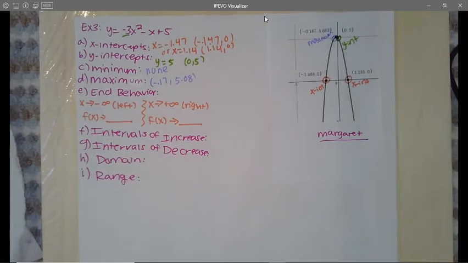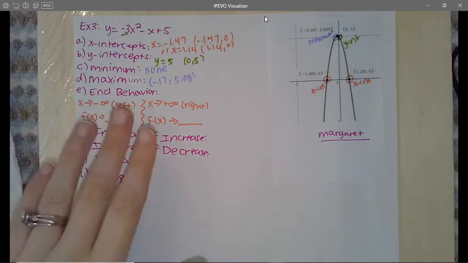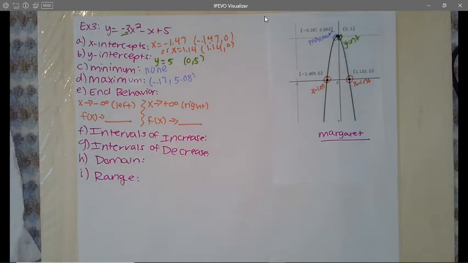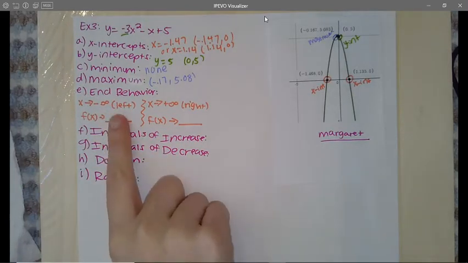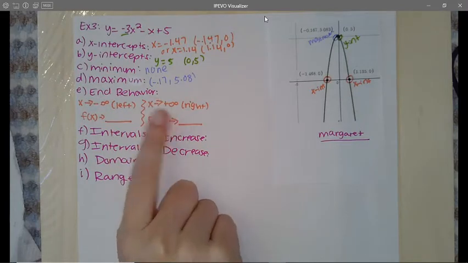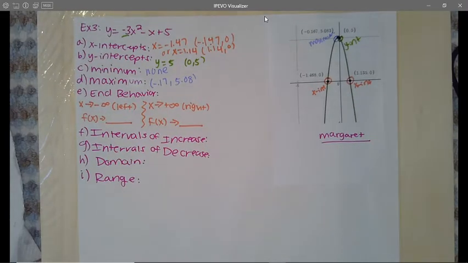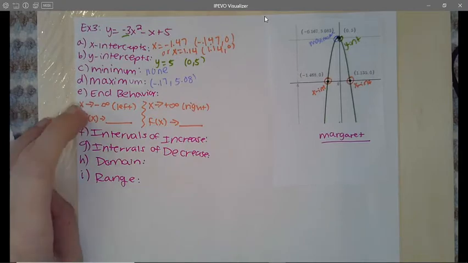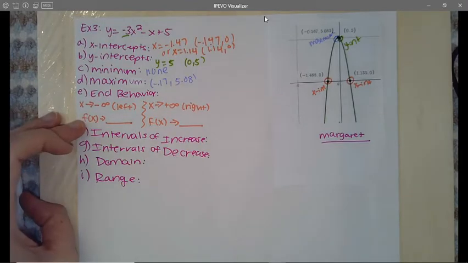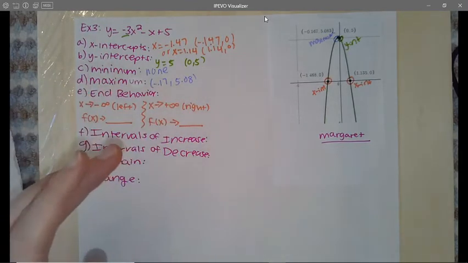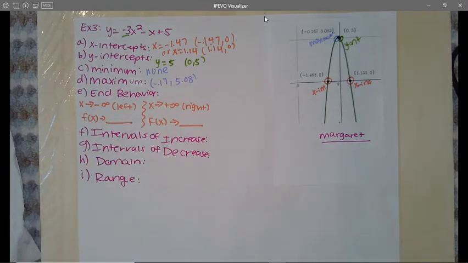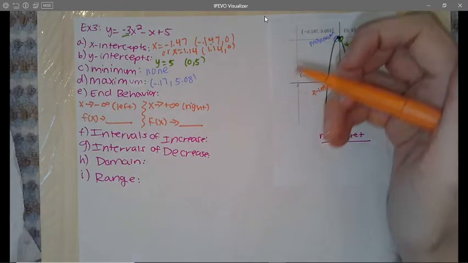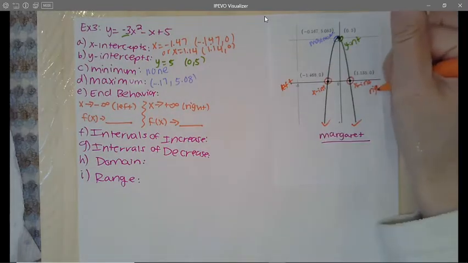All right, so now we need to find the end behavior. So that's when you ask yourself, where do the arrows point on the left side of the graph? And where does the arrow point on the right side of the graph? Or as x approaches negative infinity, where does f of x head? And as x approaches positive infinity, where does f of x head? So on the left side of the graph, here are my arrows. This is the right side.